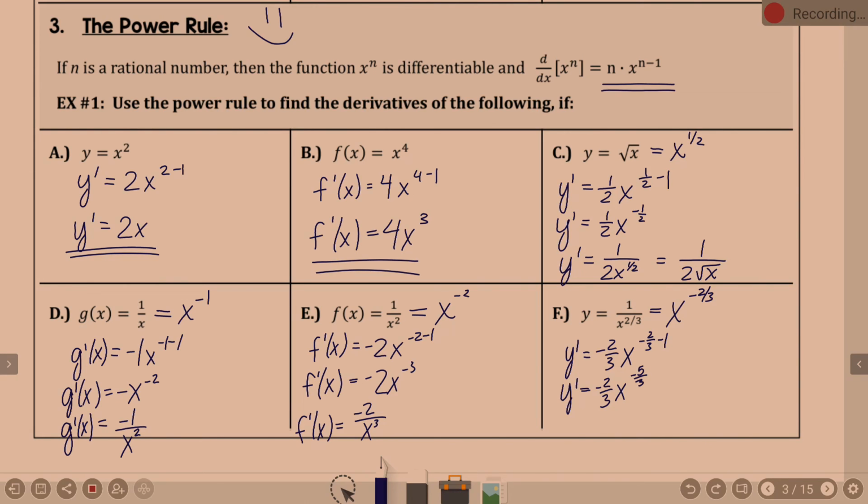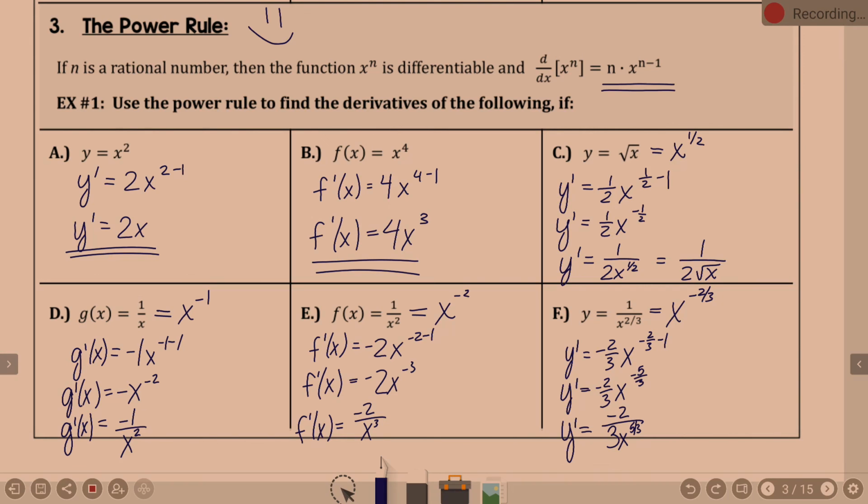Now, on my answer key, I left this as negative 2 over 3x to the 5/3. I did not put it in a cube root, probably because it didn't come from a cube root. If it comes from a cube root, I'm going to put it back in a cube root. Like this one, it came from a square root, so I went back to a square root. This one, I didn't. Now, am I done? I'm pretty much done.